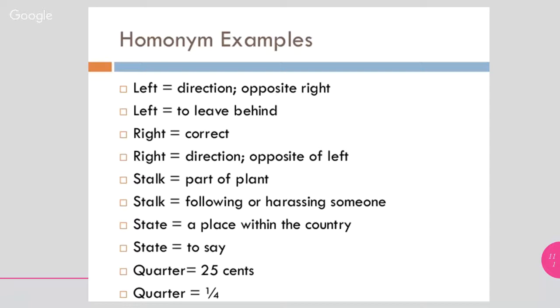Stalk, part of a plant. Stalk, following or harassing someone. State, a place within a country, like Karnataka is a state in India. State, in Ohm's law we say state. State means to say. Quarter can be 25 cents. In our case, 25 paise. Quarter is 1/4.